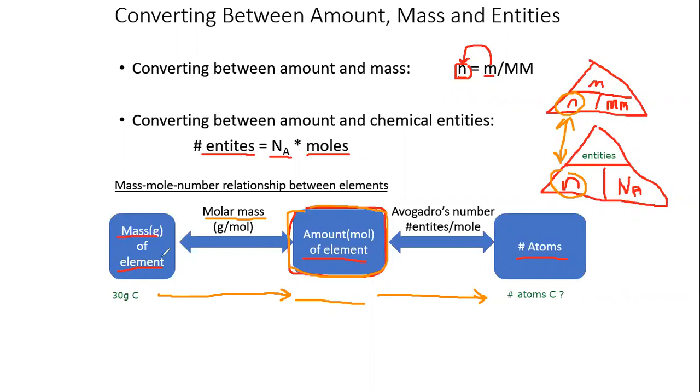So what we would do is find the molar mass of carbon, and if you look on the periodic table, the molar mass of carbon is 12.01 grams per mole. So now if we set up our train track here, we can go from mass to moles. So we start with 30 grams.